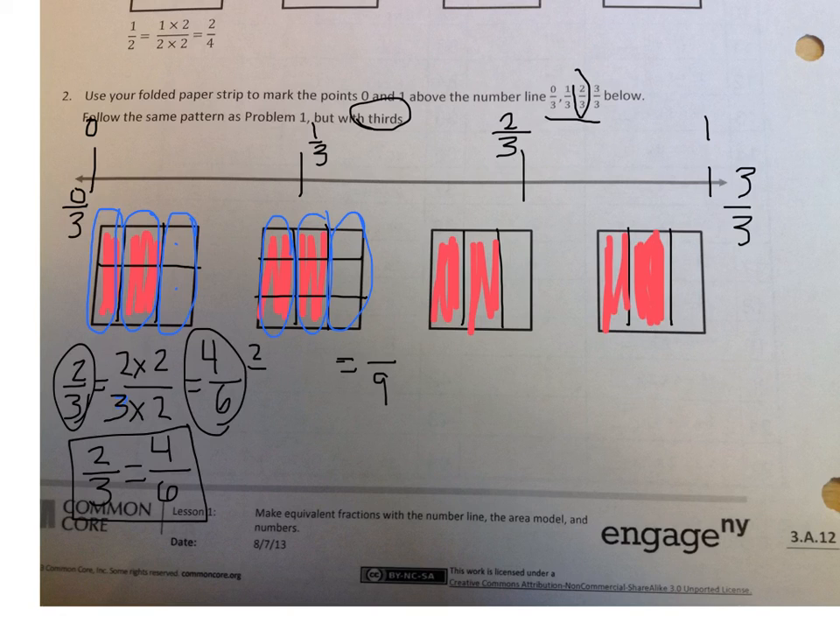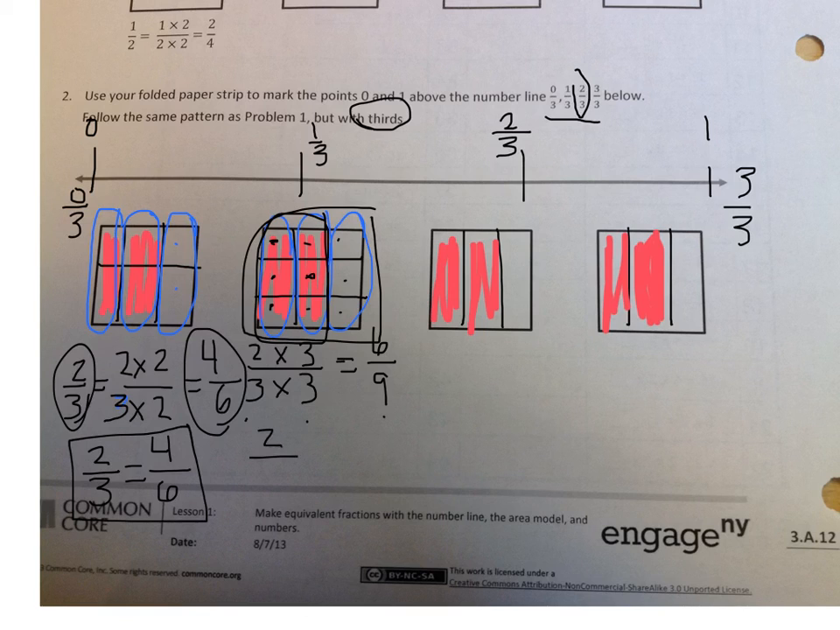So we started with 2/3. And if we look at one of these groups, let's look at this first group, we have 1, 2, 3 pieces in this group. Right now we have 2 groups. These are these 2 right here. And in each group there are 3 pieces. So we'll say 2 groups of 3, or 2 times 3, which gets me 6 shaded pieces altogether. And I had 3 groups to begin with. That's these 3 right here. And in each of those groups there are 3 pieces. So 3 groups of 3 gives me 9 pieces total. So 2/3 is equal to 6/9.